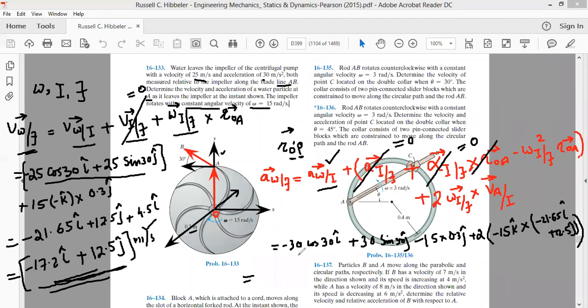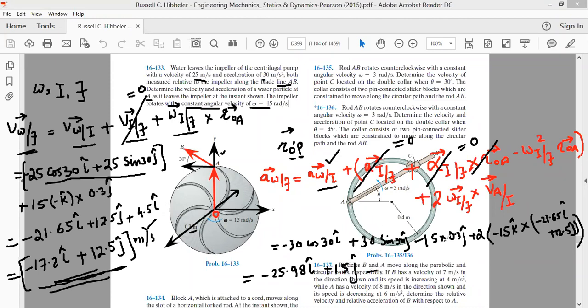Now we have 30 cos of 30. As far as 30 cos 30 is concerned, let's perform these calculations. 30 multiplied by cos 30 comes out equal to 25.98. So this is minus 25.98 i cap. Then we have plus 30 sin 30, 30 multiplied by sin 30, that's equal to 15. So this is 15 j cap.